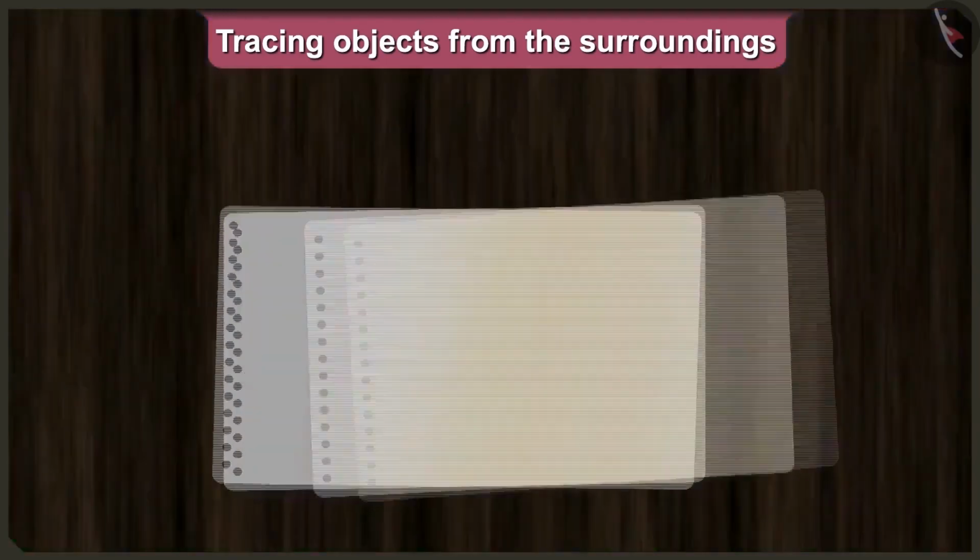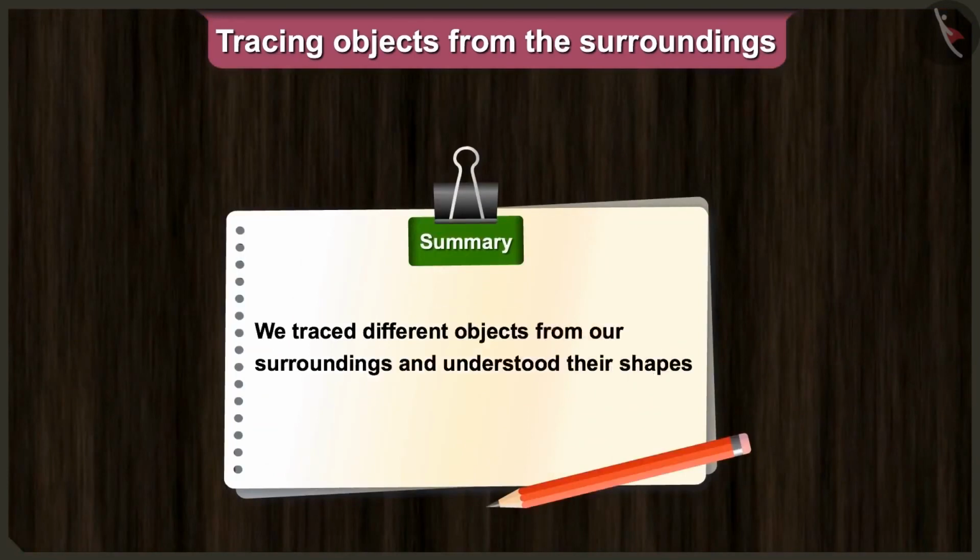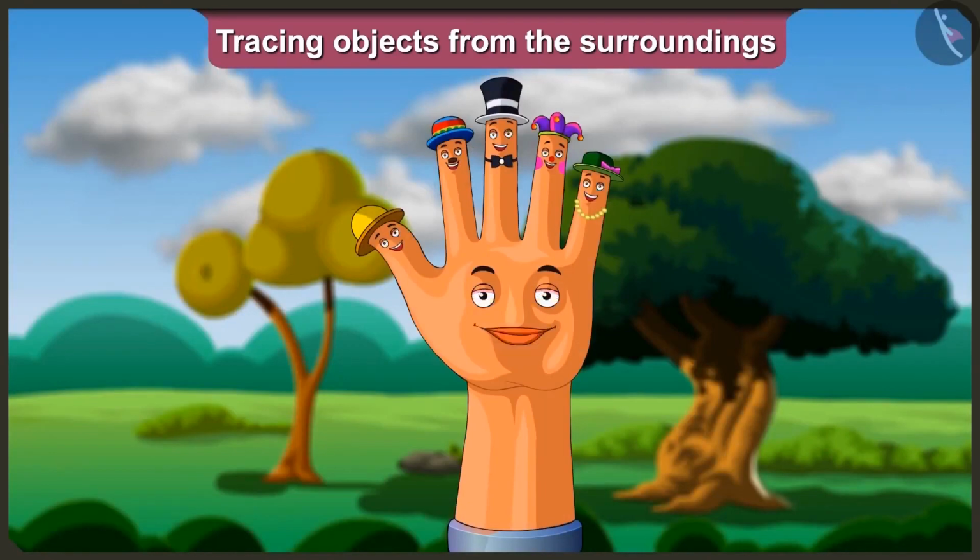Friends, in this video, we understood the shapes we get when we trace objects from our surroundings. In the next video, we will understand some interesting facts relating to tracing with the help of Thumbkin and Tallman.